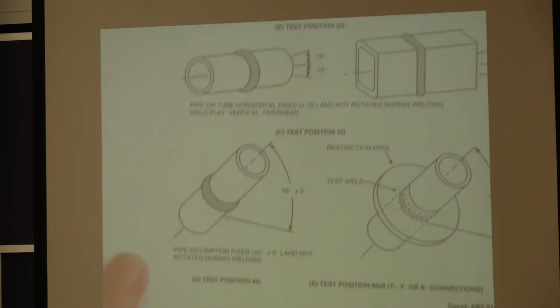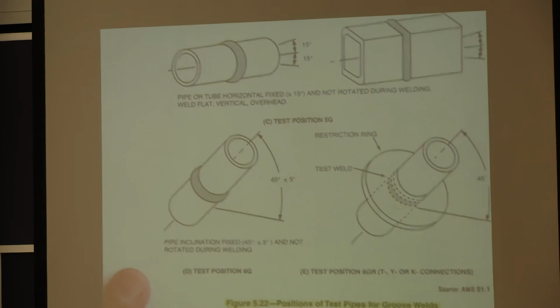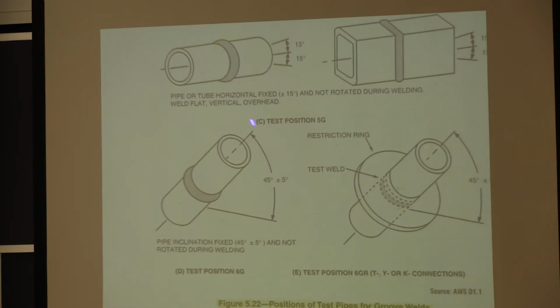I talked about the restricted on the 6 position. This would be a regular 6G pipe weld. This would be a 6GR because you've got something in there that's restricting your access. You may have a flange or something around that pipe.